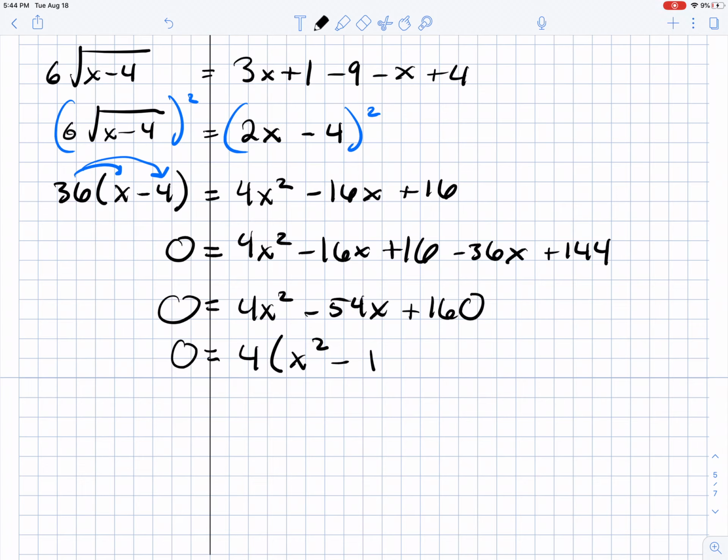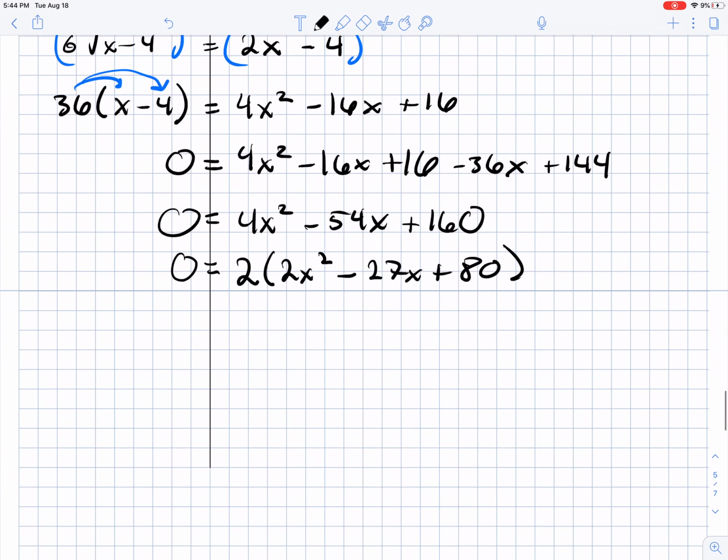So that's not even. So instead of 4, I'm going to go back and do 2. I know we can at least factor out a 2. The GCF is 2. So we're going to be left with 2x squared minus 27x plus 80. Okay, so then we want to factor this. We're looking for two numbers that multiply to give us 160 and add to give us negative 27.